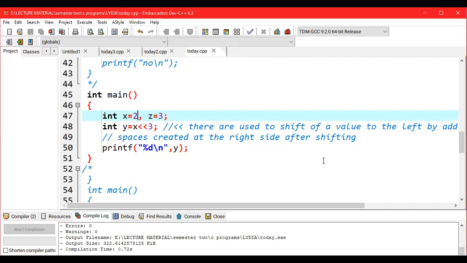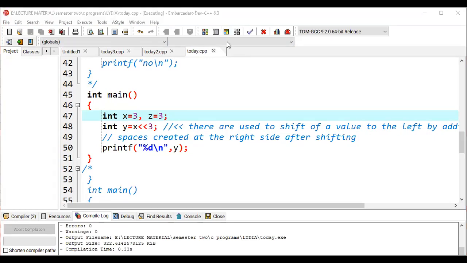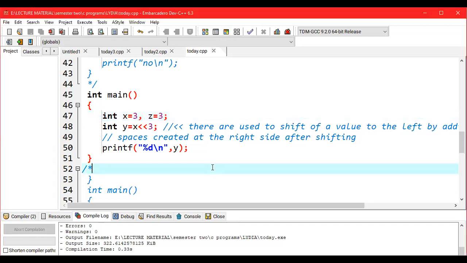Have you seen? Now when you put this one as a 3, it will multiply it by 8 to give the answer of y as 24. And that's the answer. Has it worked, Madam Lydia? It's getting 24, but I just don't understand the logic. The logic has not yet come.